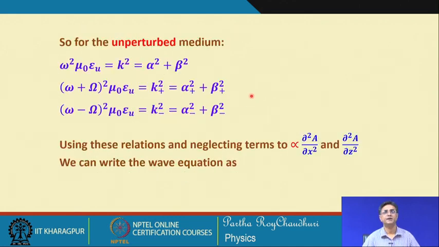So, now we can equate these two. For the unperturbed medium, you have omega square mu naught times the unperturbed permittivity. This put together gives k square, which is equal to alpha square plus beta square, that is for the incident beam. And then you have the diffracted beam with plus order; we will call this the plus order, and this the minus order, we will see that.